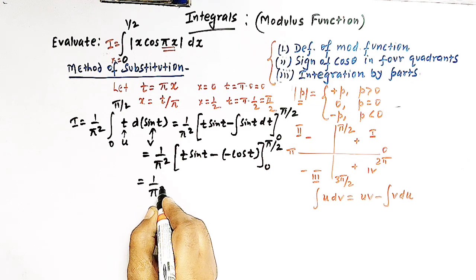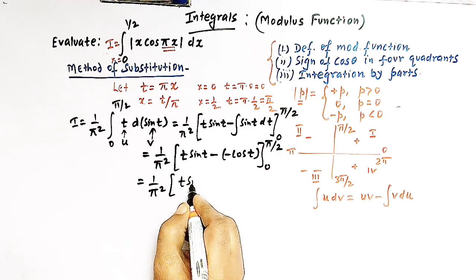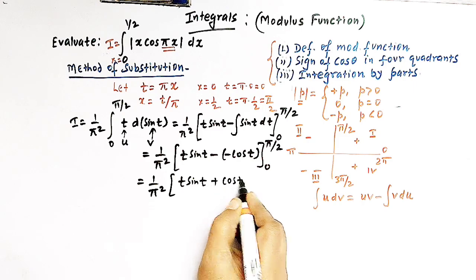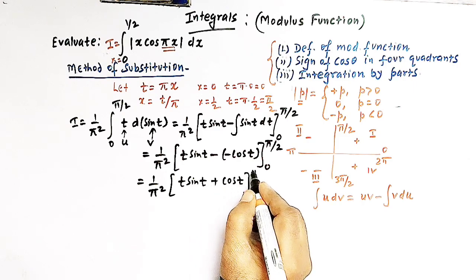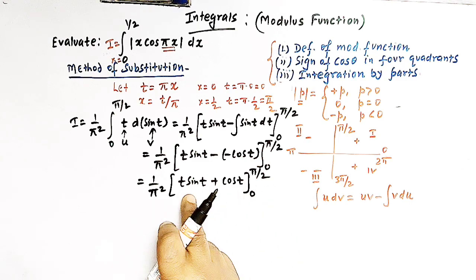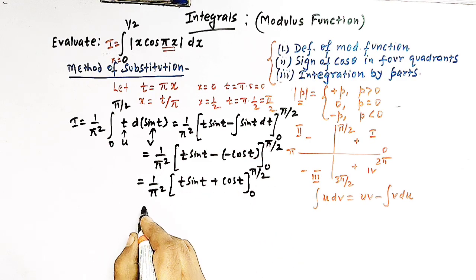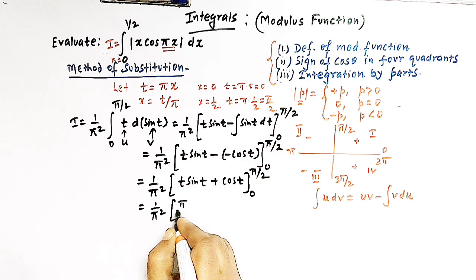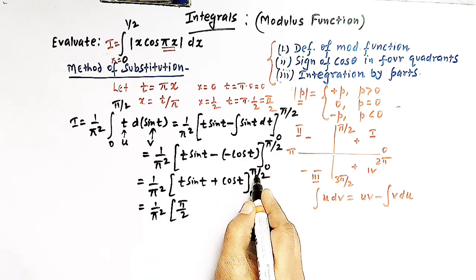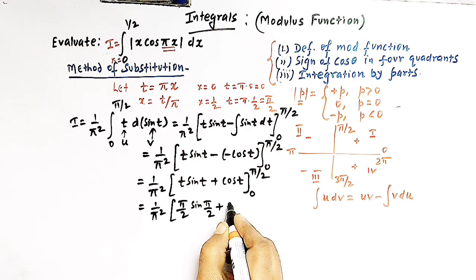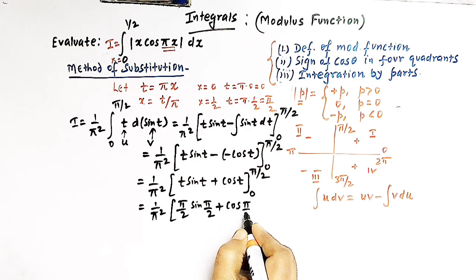So we have 1 over pi square, and then we have t sine t plus cosine t, and limits are from 0 to pi by 2. So now let us substitute the limits and we'll take the difference. So we have 1 over pi square, and then first we have here t is equal to pi by 2, then we have sine pi by 2, then we have cos pi by 2.